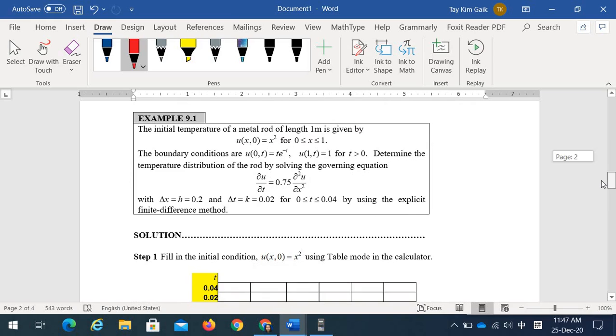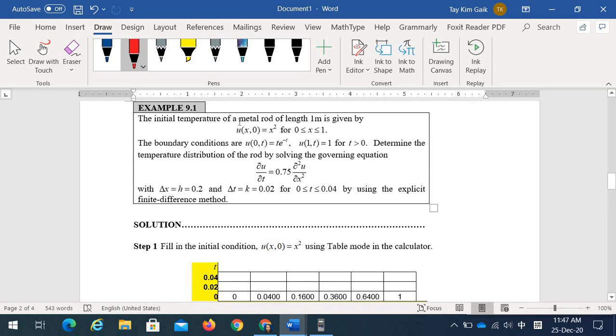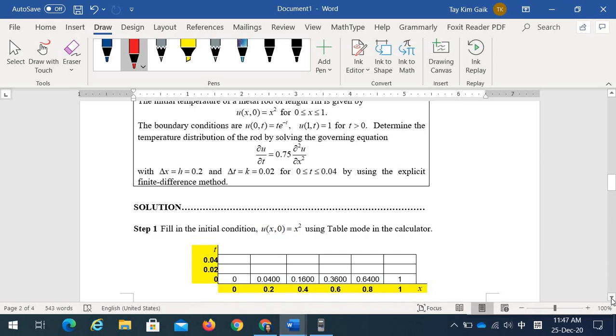Let me look at one example. We have the initial temperature of a metal rod of length 1 meter given by u(x,0) equal to x squared for x from 0 to 1. For the scheme, first, for x from 0 to 1, we must give the increment of x. Delta x is h equal to 0.2. Then I draw it in a table form to make it easy: x from 0, incrementing by 0.2: 0.4, 0.6, 0.8, 1. The initial condition is x squared.